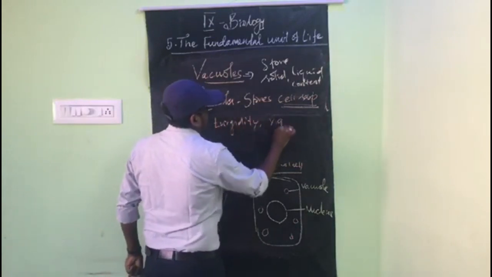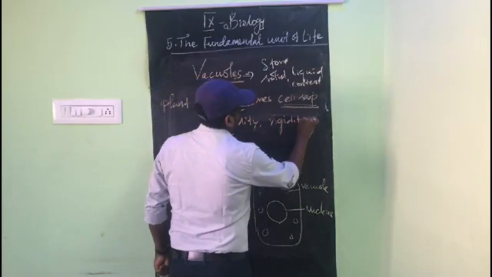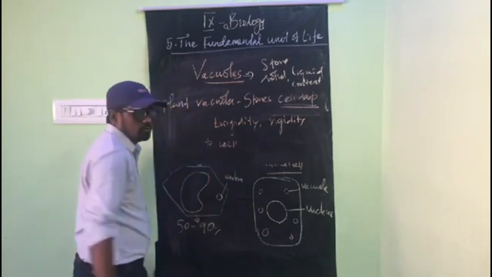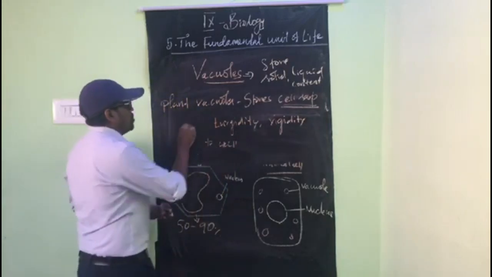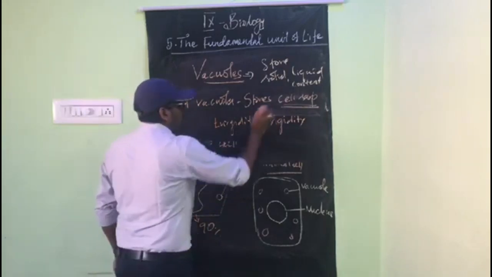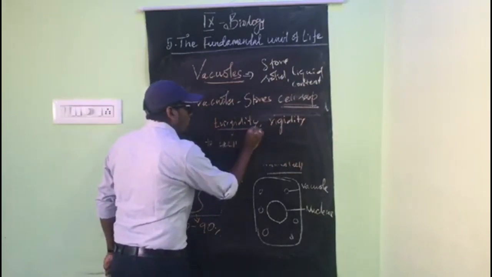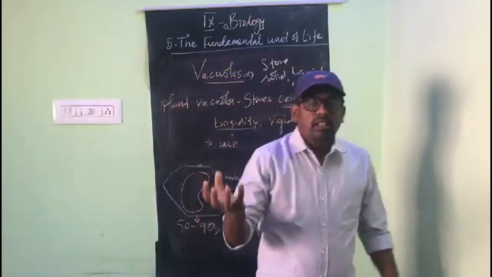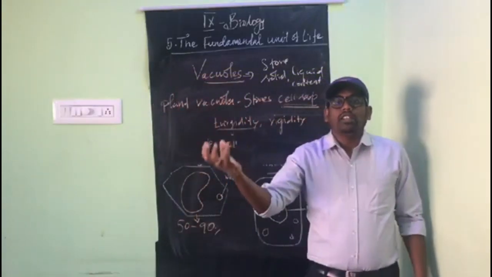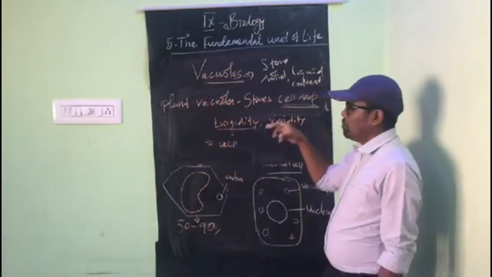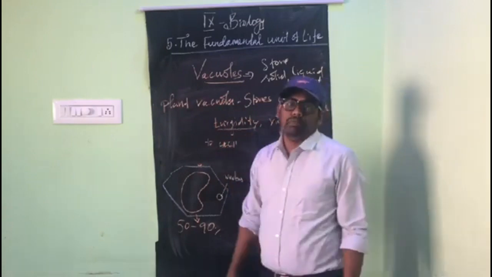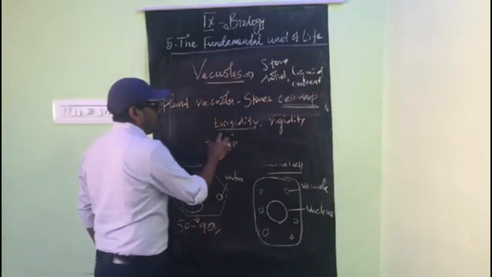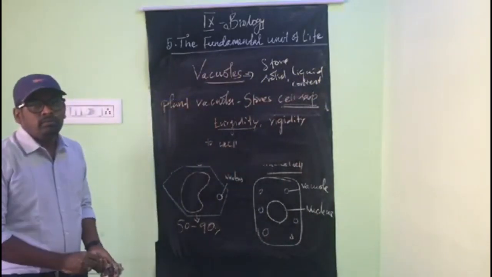and rigidity to the cell. Very important one. So the plant vacuole stores the cell sap, and this vacuole gives the turgidity. What is turgidity? When the cell stores the maximum cell sap, what will happen? It swells up. The swell up condition is also called turgidity.